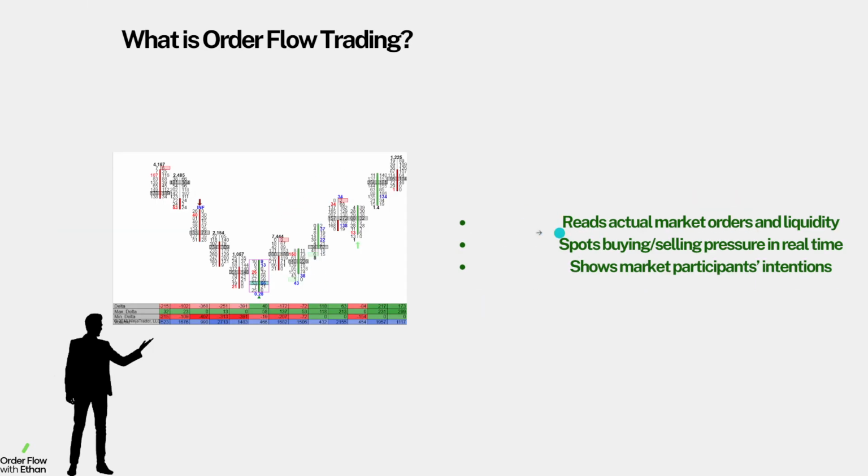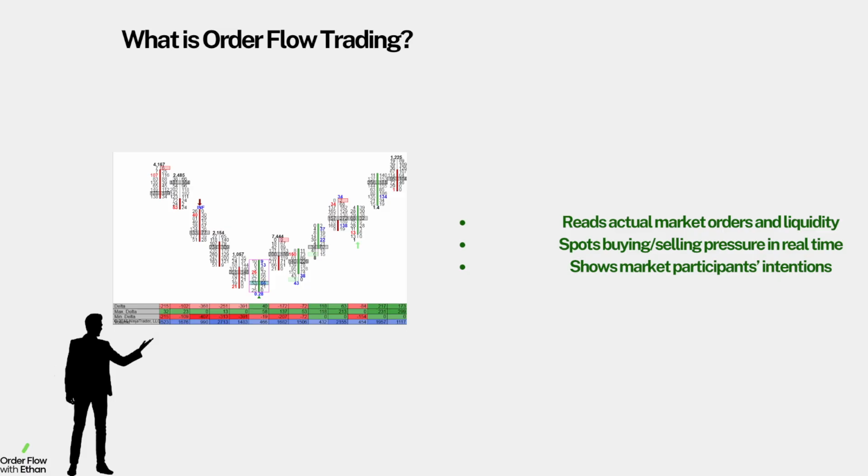But what is order flow trading? We're actually reading actual market orders and liquidity. Also spotting buying and selling pressure in real time, and it shows market participants' intention. As you can see here, we can see all the market orders and all the market liquidity. We can see all the buying and selling pressure. We can see all those numbers. So it's the same chart, but with added numbers. So why would you trade the chart alone? If you can add those numbers, you can see all the orders being executed in real time, and you can see exactly who's being strong and who's being weaker.